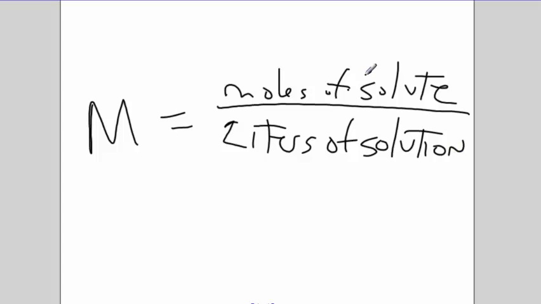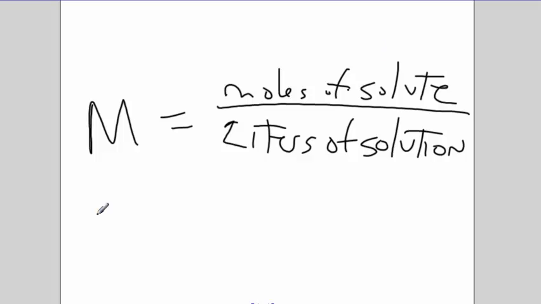Okay, so let's think about this. It's the moles of the thing being dissolved over liters of the whole thing. Not the liters of the solvent, but the liters of the whole solution. This solid we're dissolving in the liquid, usually water, has some volume. So it's a small distinction, but it's an important one.